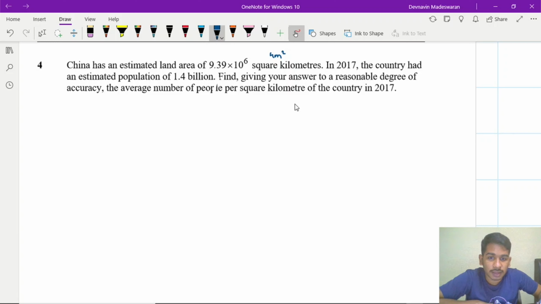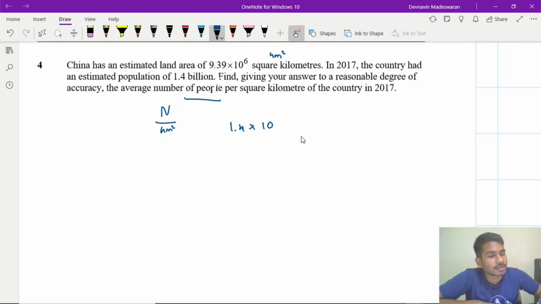Okay, giving your answer to a reasonable degree of accuracy, the average number of people per square kilometer. So, number per km squared. So we just have to divide. So it's like 1.4 billion. Oh, this is going to be weird.